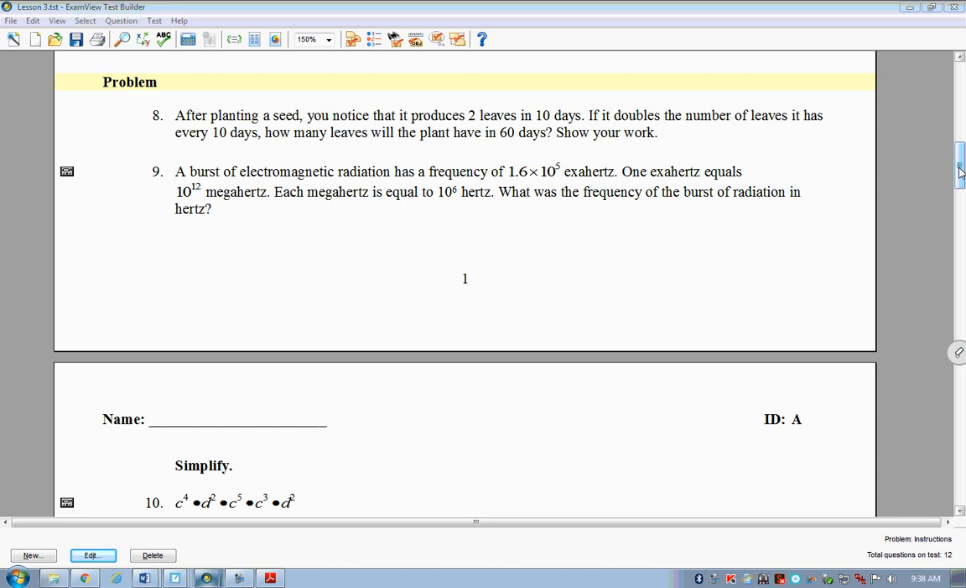All right, a burst of electromagnetic radiation, frequency of 1.6 times 10 to the 5th exahertz. 1 exahertz is 10 to the 12th megahertz. Each megahertz is 10 to the 6th hertz. What is the frequency of the burst of radiation in hertz? So this is how we would write this, 1.6 times 10 to the 5th. But then we're going to take that, if each exahertz is 10 to the 12th megahertz, okay, it would look like that. Do we understand?